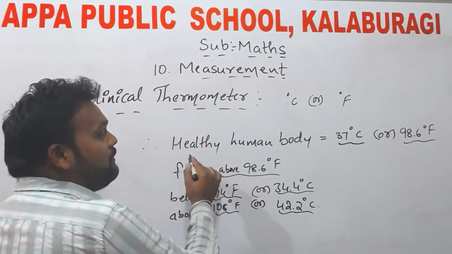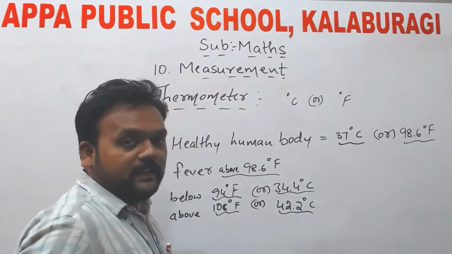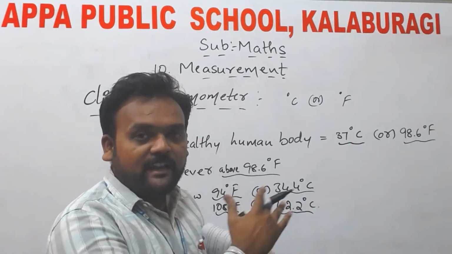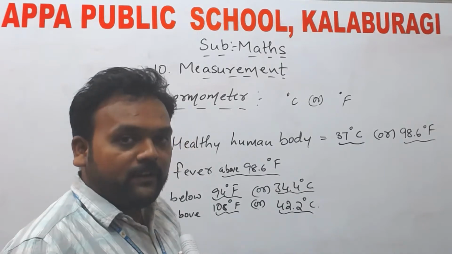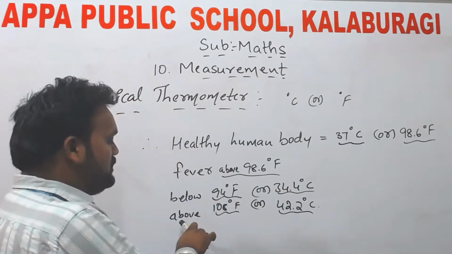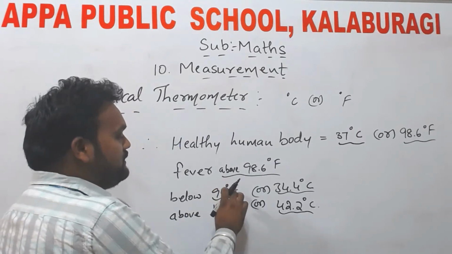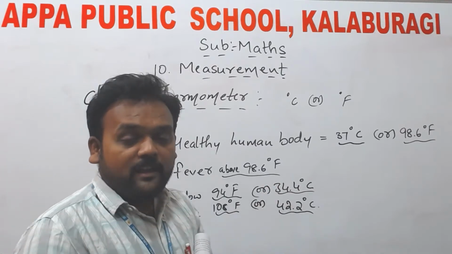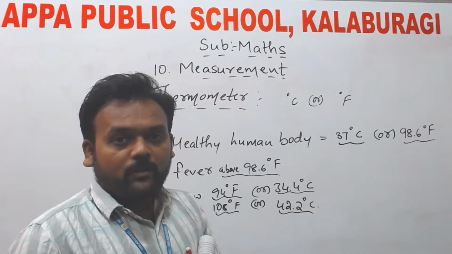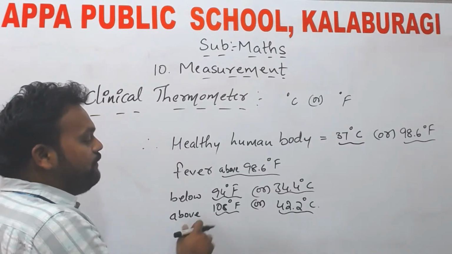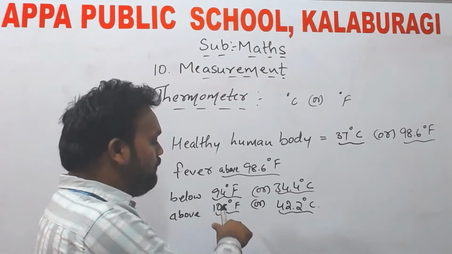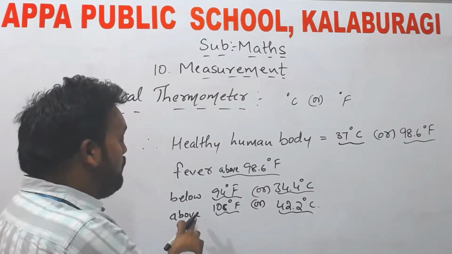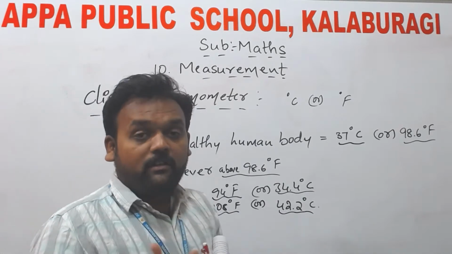I told you, for a healthy human body, the temperature is 37 degrees Celsius or 98.6 degrees Fahrenheit. Only in that range should we stay. You should remember: 94 degrees Fahrenheit or 34.4 degrees Celsius means yes, you have a below-normal temperature. And 108 degrees Fahrenheit or 42.2 degrees Celsius means yes, you have an above-normal temperature.